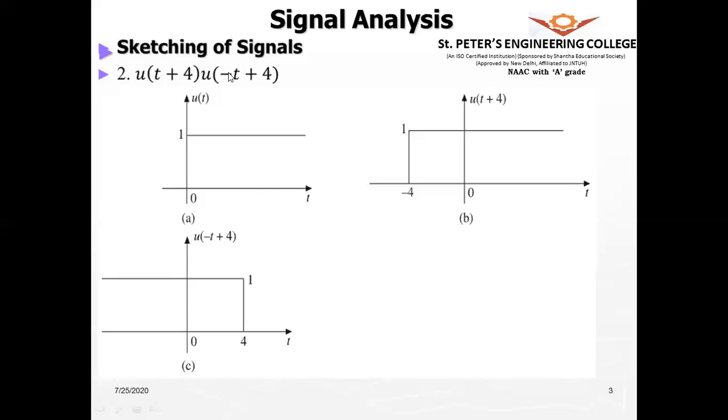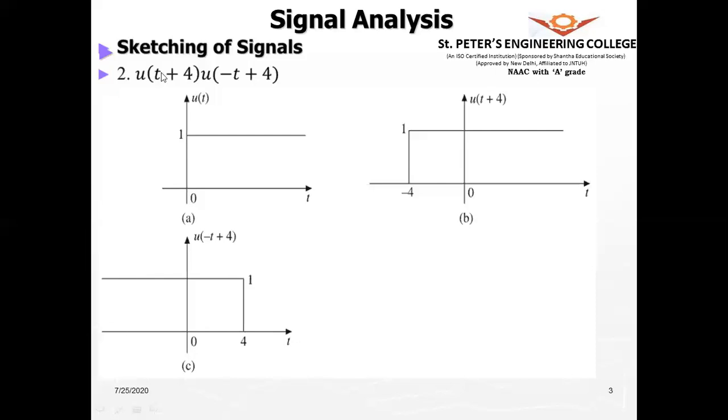So if you take out minus as a common in these two, it will be u of minus of t minus 4. So if you say t minus 4 signal, which has an amplitude of 1, it will start at plus 4 and go on up to infinity towards the right side. But when we take a minus sign common, that means it's a reflected signal. So we have to fold this. So therefore, it will be starting from 4 and going up to minus infinity, with a constant amplitude of 1. So therefore, these are the two signals.